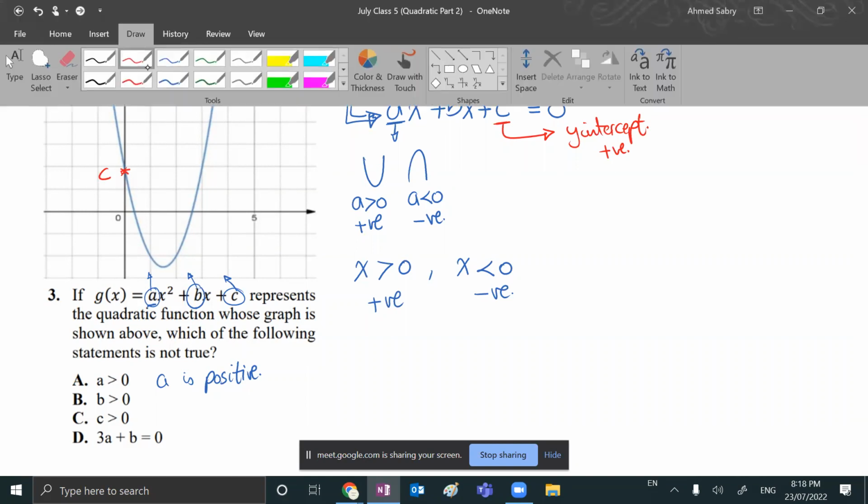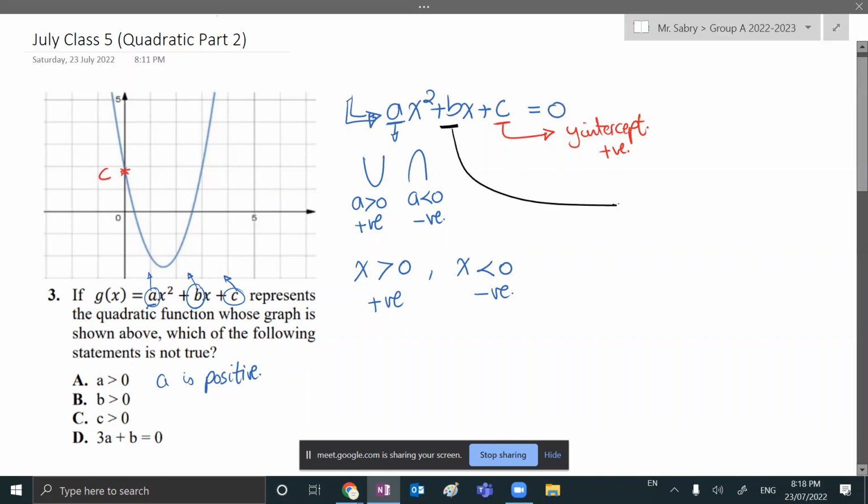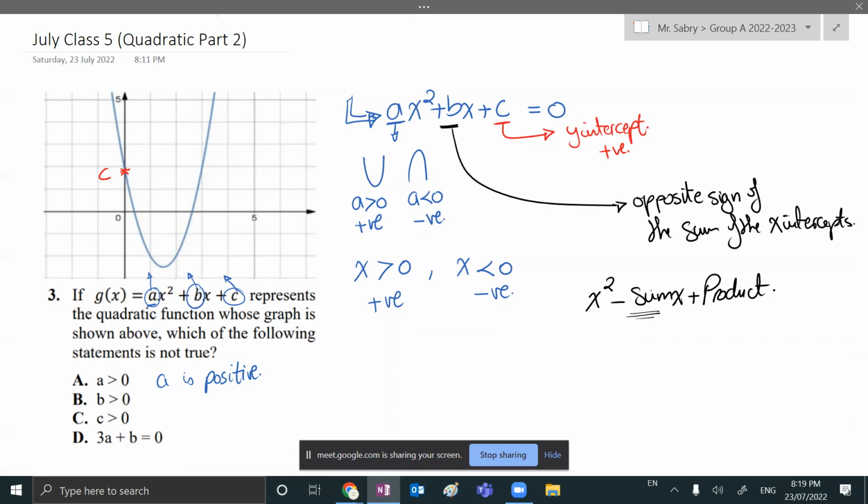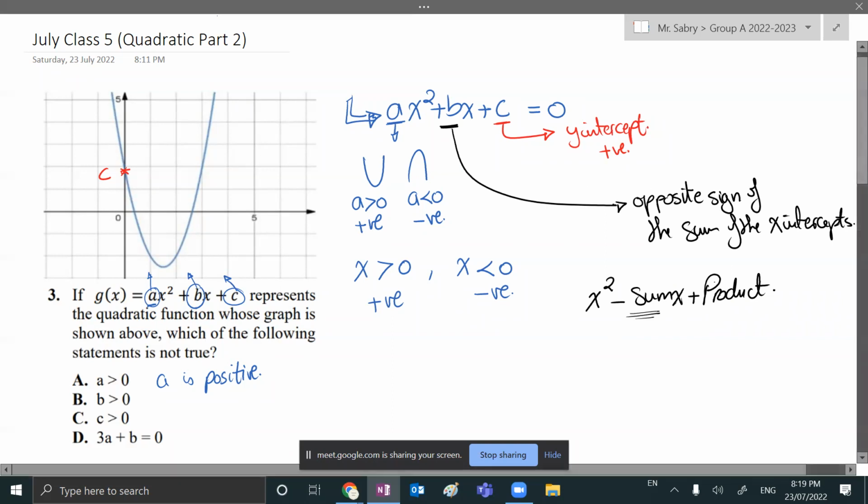Then what does the B represent? Now, the B, if you remember, is the opposite sign of the sum of the x-intercepts. And that is something we've discussed earlier. If you remember, we said that the coefficient multiplied by the x is considered the sum of the solutions, or the sum of the x-intercepts, or the sum of the zeros, but with the opposite sign. While this number there is the product of the solutions with the same sign.